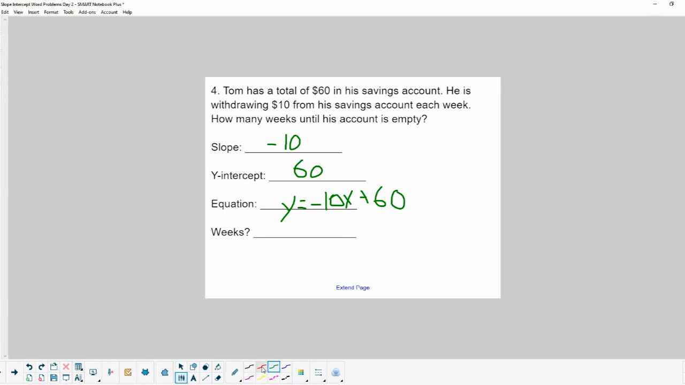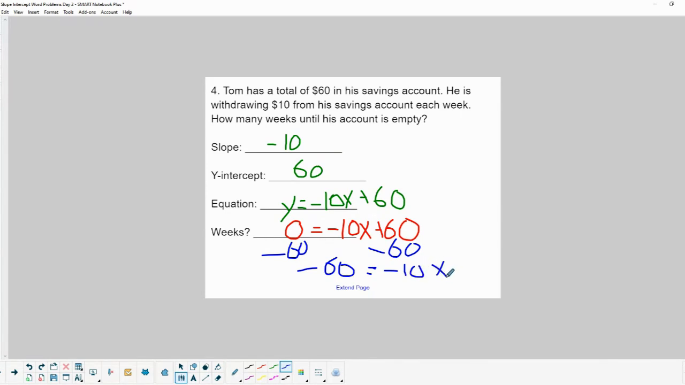Well, what does that mean? It means that when y goes to 0, right? So we just put 0 in for y, then we'll rewrite the equation and solve it. And if you're looking at it kind of close, you can start to predict what the answer might be. So we're going to subtract 60 from both sides. And 0 minus 60 is negative 60. And that equals negative 10x.